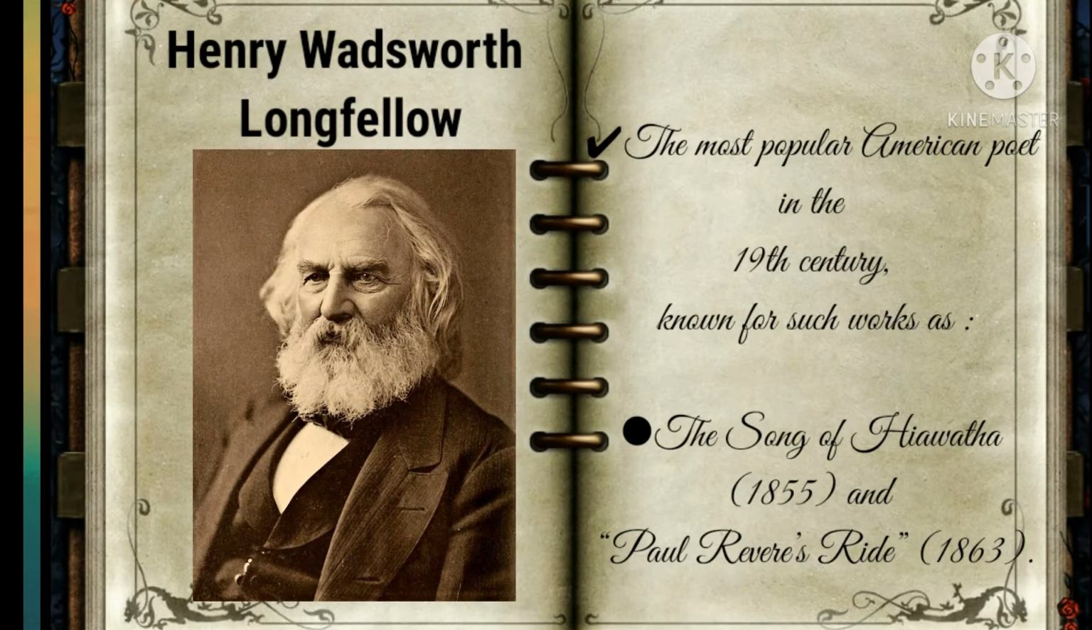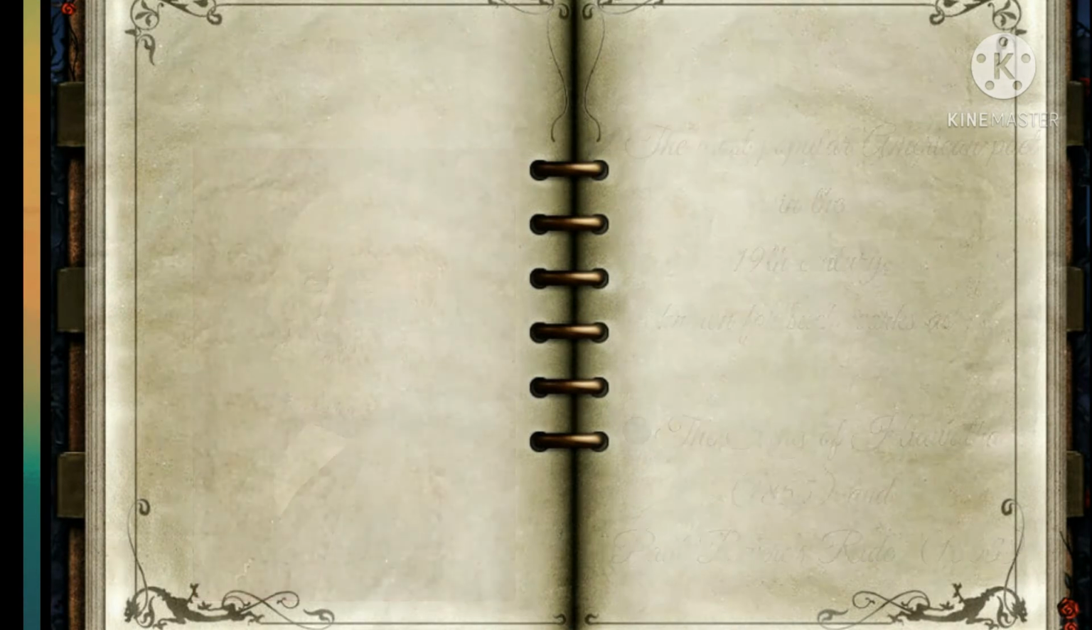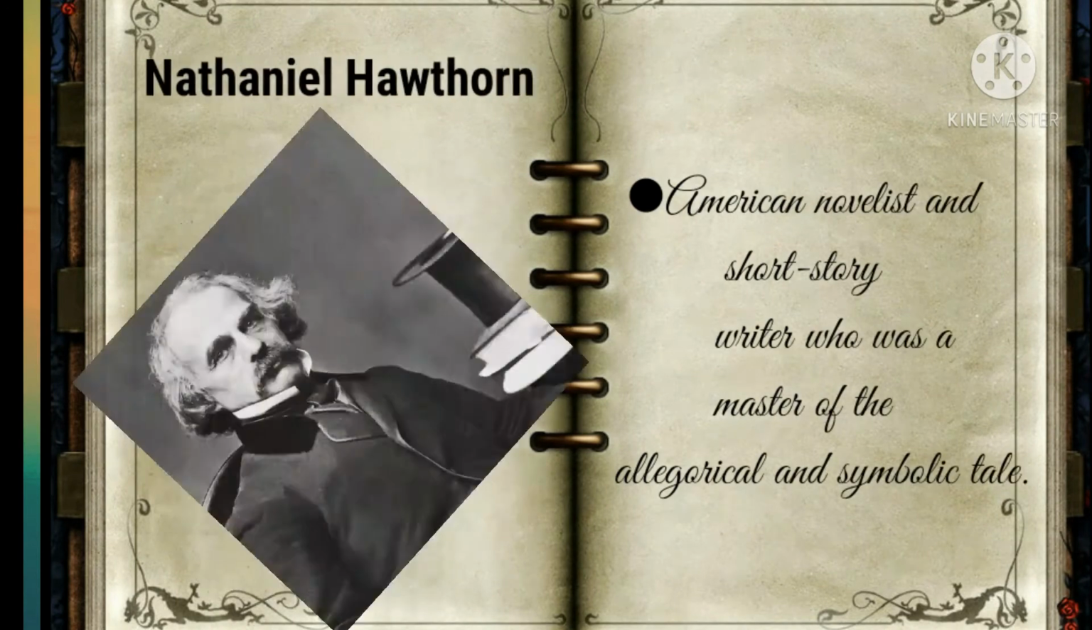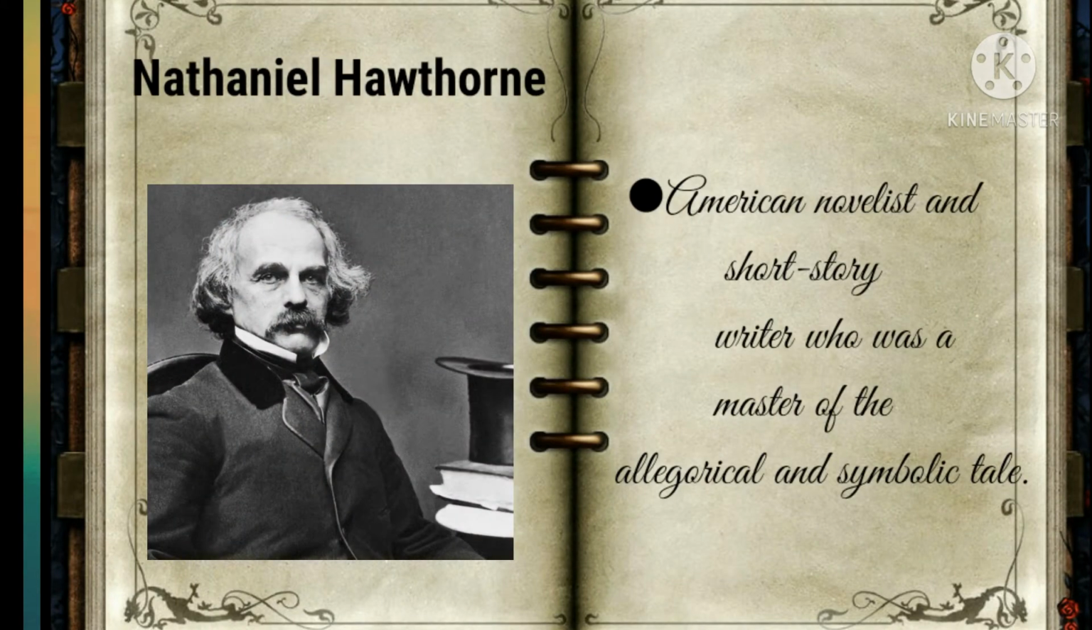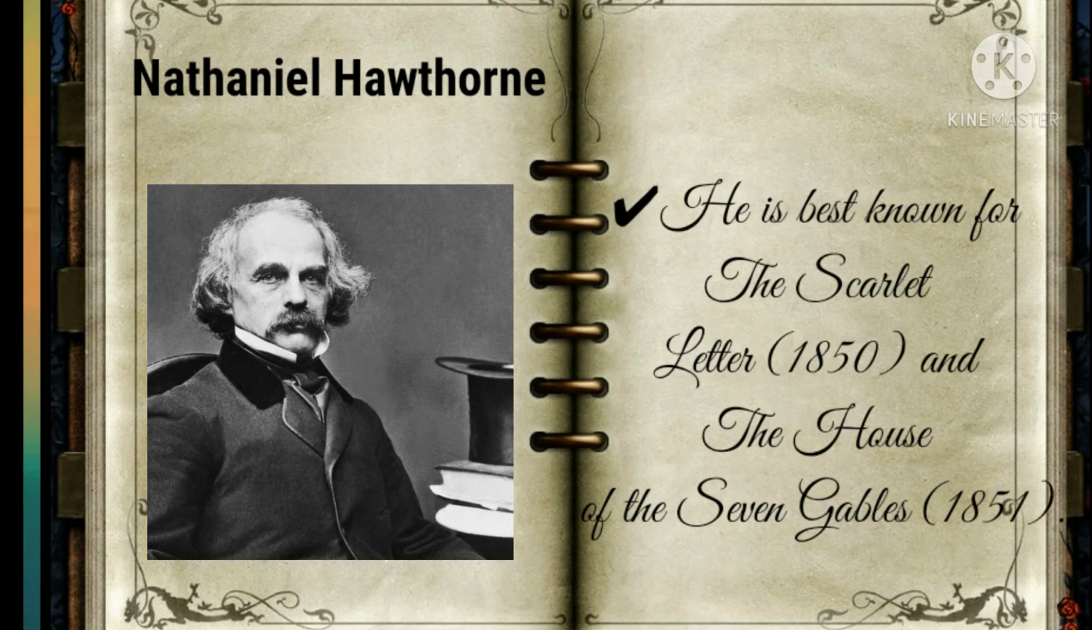He is the most popular American poet of the 19th century, known for such works as The Song of Hiawatha in 1855 and Paul Revere's Ride in 1863. Nathaniel Hawthorne. He is an American novelist and short story writer who was a master of the allegorical and symbolic tale. He is best known for The Scarlet Letter and The House of the Seven Gables.